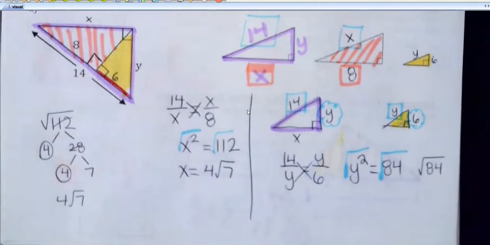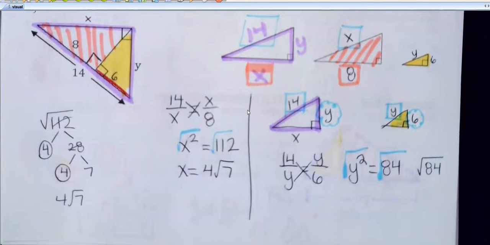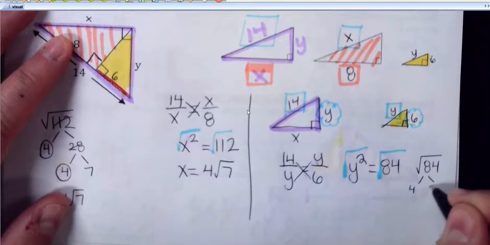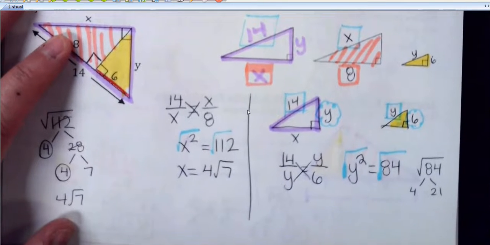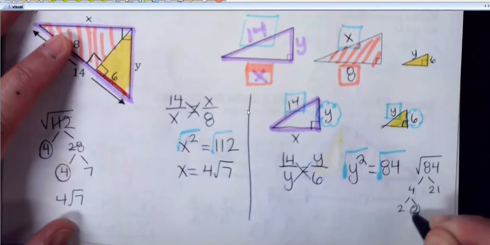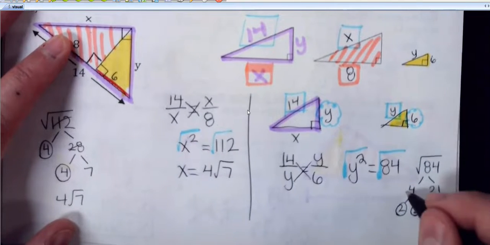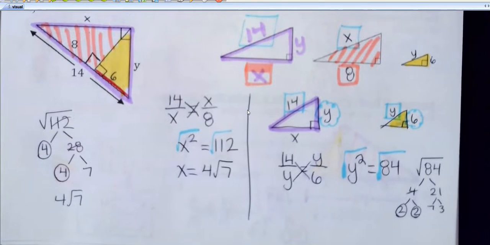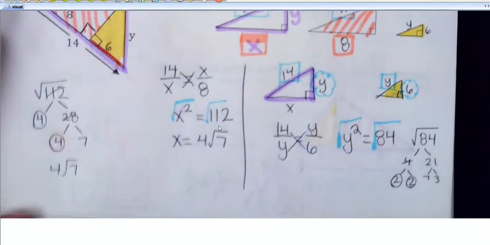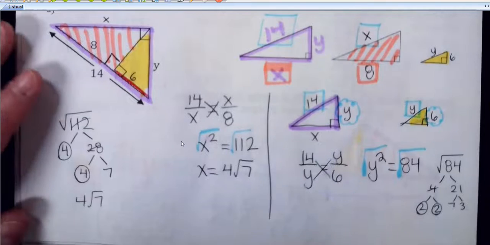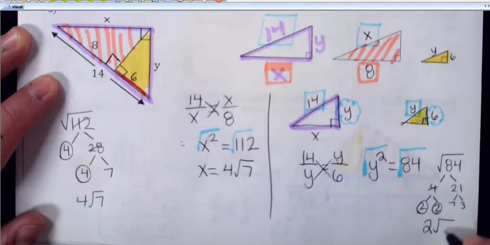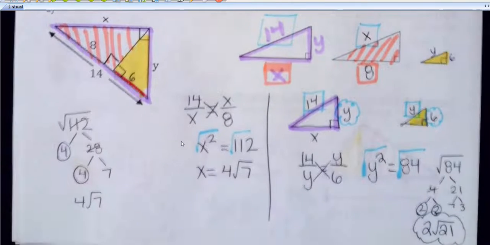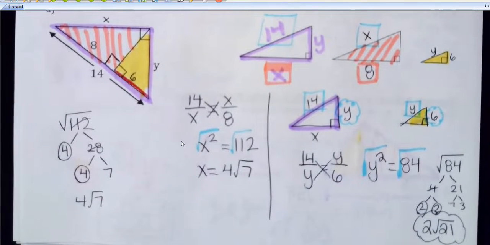84, let me see. 4 and 21. And let's see, 4 I could break down to 2 and 2, so there's a pair. 21 you could break down to 7 and 3, but neither one of those are going to give you anything else that you can pull out, so no partners or anything like that. So I can take a 2 out in front of that, and I'd have a 21 left underneath. Doesn't break down very much. But in simplest radical form, that would be my y there.